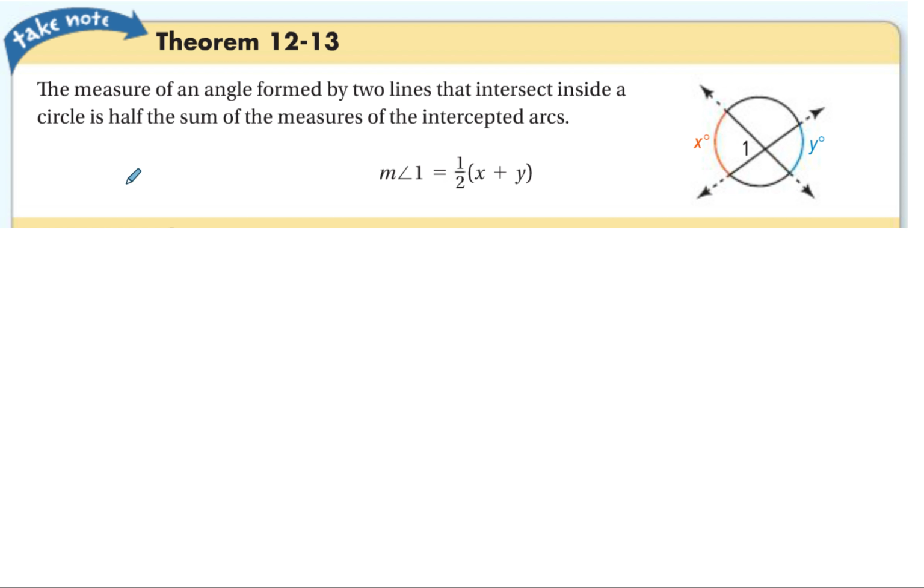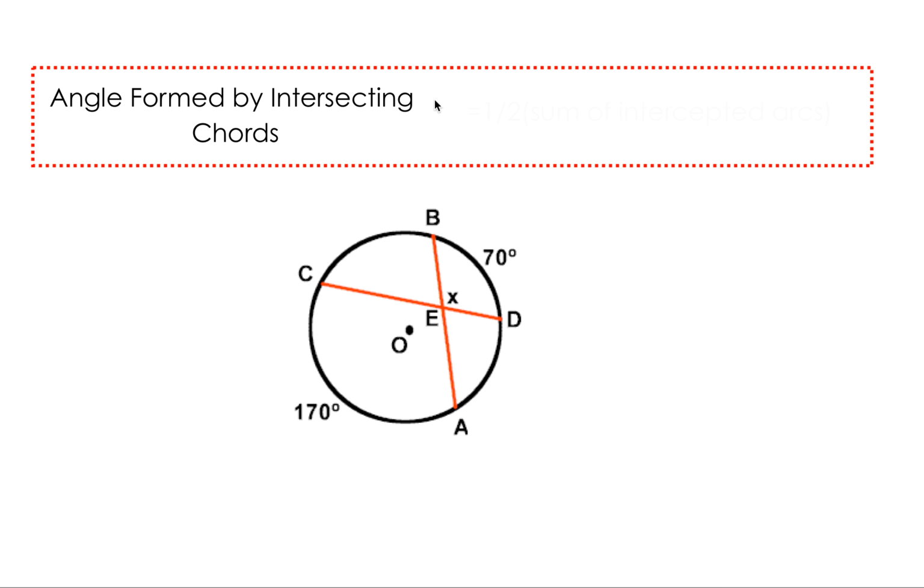So let's take this down in our notes. Put your player on pause if you need to. Take this down in your notes, and then we're going to do a problem together. Okay, let's go to it. An angle formed by intersecting chords is 1/2 the sum of the intercepted arcs.